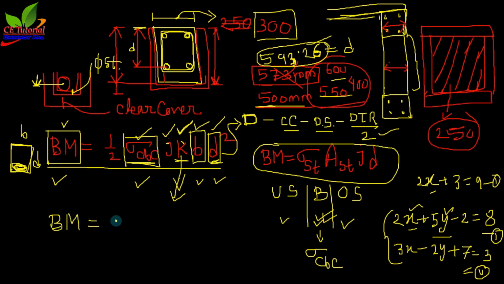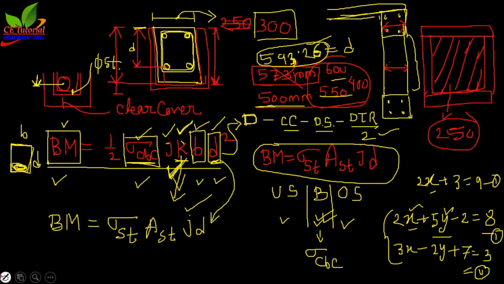Bending moment equals sigma st times Ast times jd. Now from this equation you know the k value. You solve this equation, you will get the k value. Now from the k value you can get the j value, and d value we already know. Now bending moment is known, j is known, d is known. Now what should be the sigma st value and Ast value?